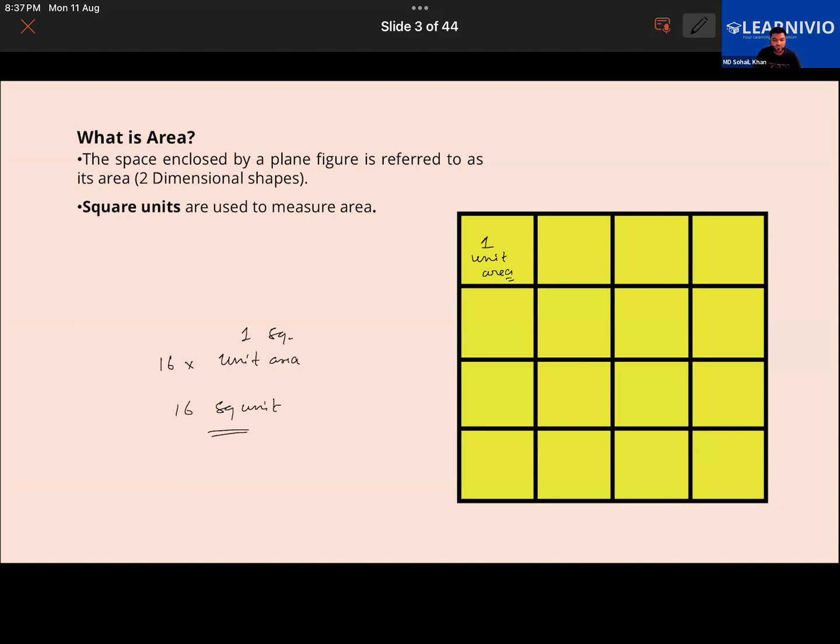But what is the literal meaning of area? The simple meaning of area is simply the space enclosed by a 2D shape, not a 3D shape, only a 2D shape, a shape that has only length and breadth. That has only two sides. Like suppose you have a sheet of paper, so that sheet of paper must be occupying some space.